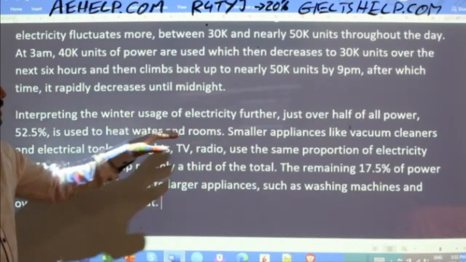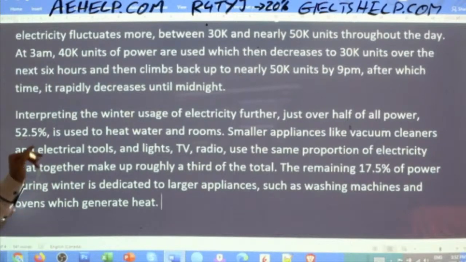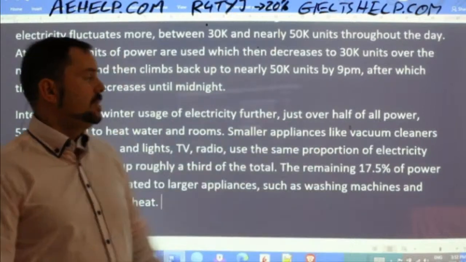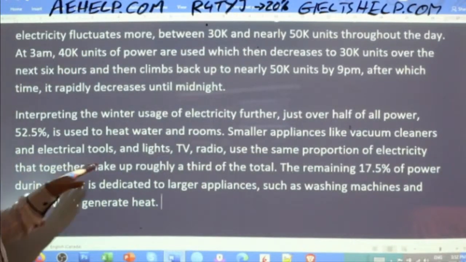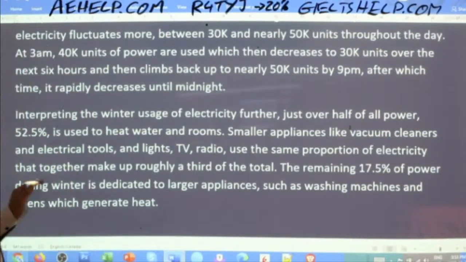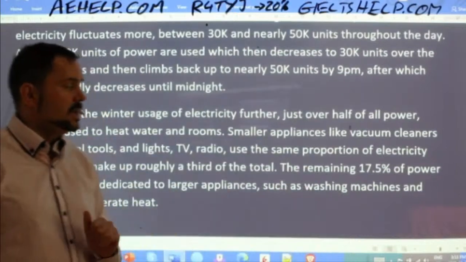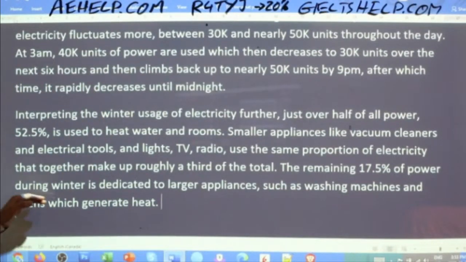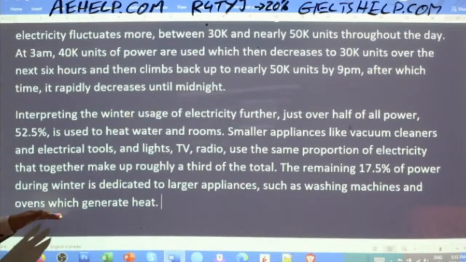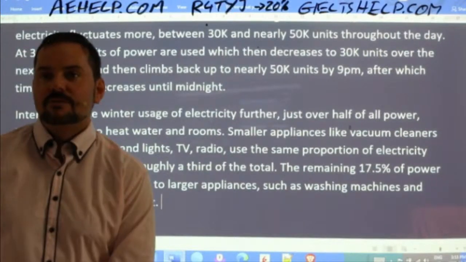Interpreting the winter usage of electricity further, just over half of all power, 52.5%, is used to heat water and rooms. Smaller appliances like vacuum cleaners and electrical tools and lights and TV radio use the same proportion of electricity that together make up roughly a third of the total. The remaining 17.5% of power during winter is dedicated to larger appliances such as washing machines and ovens, which generate heat. Everybody with me so far?